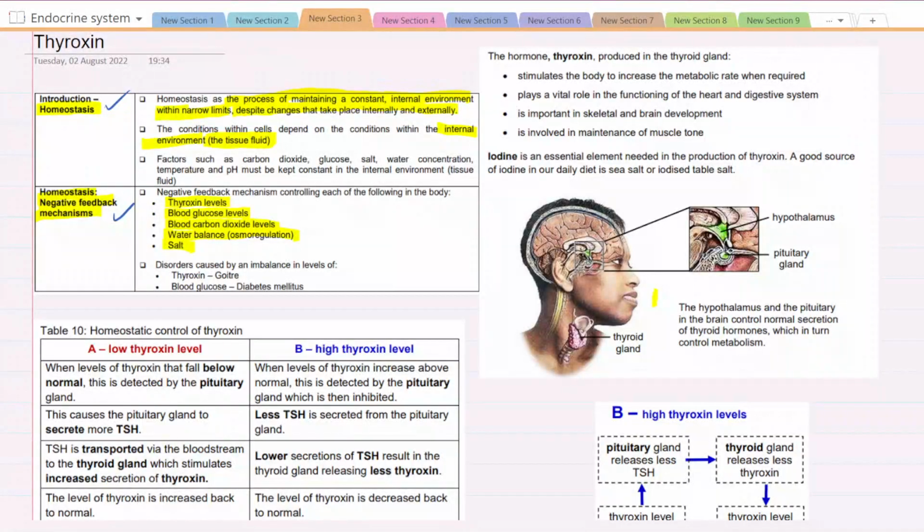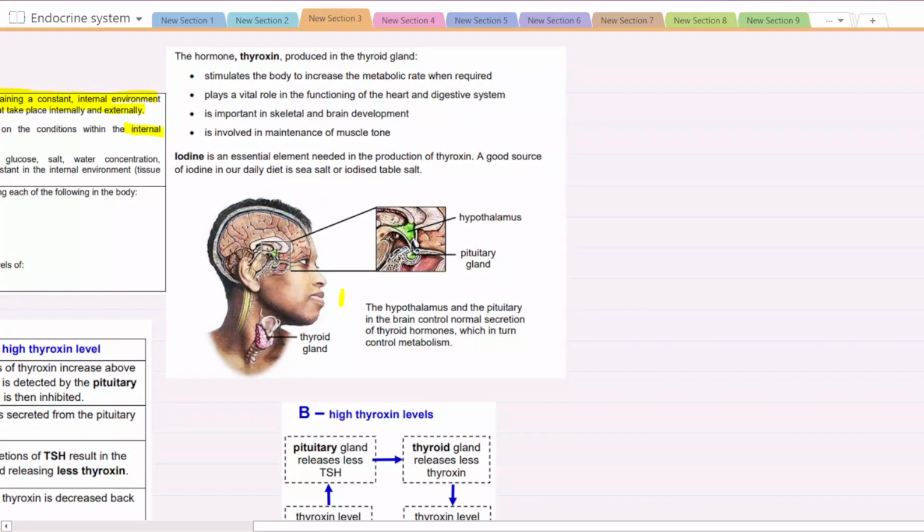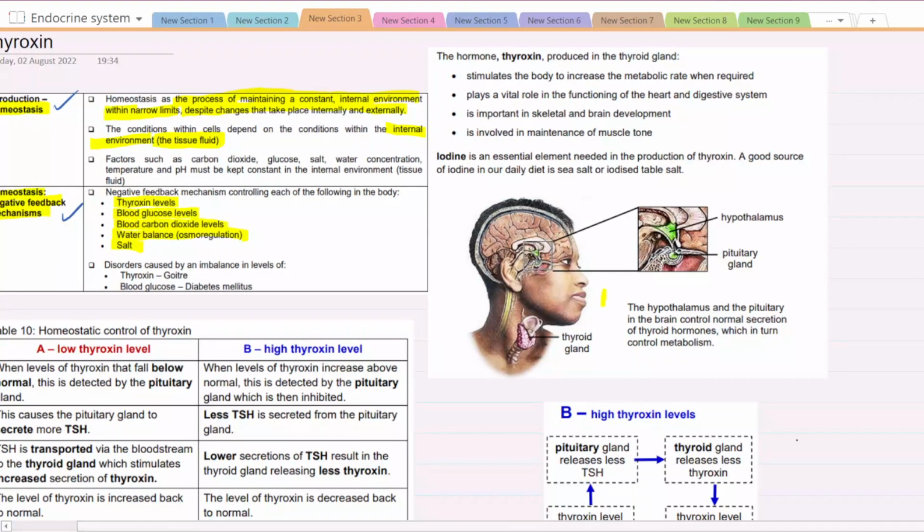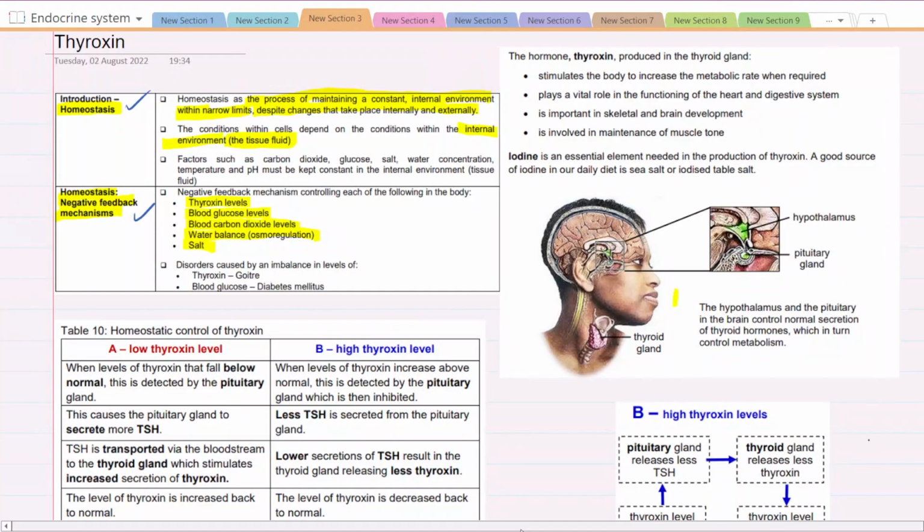So now let's discuss the first homeostatic process, which is a process that focuses more on thyroxin. So you must be able to explain this process. Now, what is thyroxin hormone? Now, this hormone is definitely produced in the thyroid gland, and we know the thyroid gland is normally stimulated by the thyroid stimulating hormone from the pituitary gland. You must remember that.